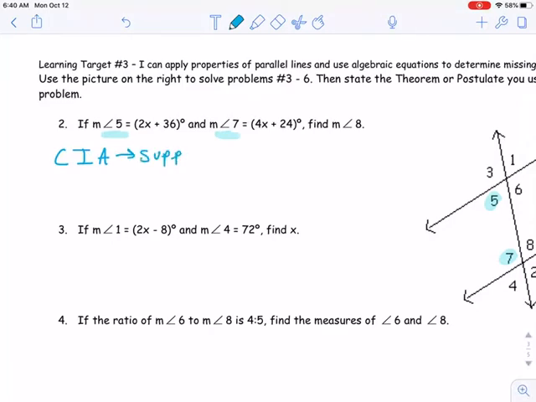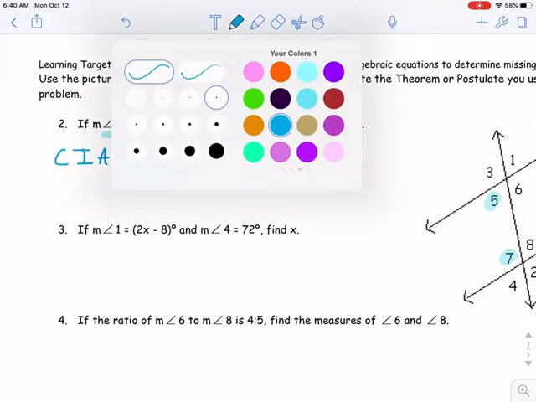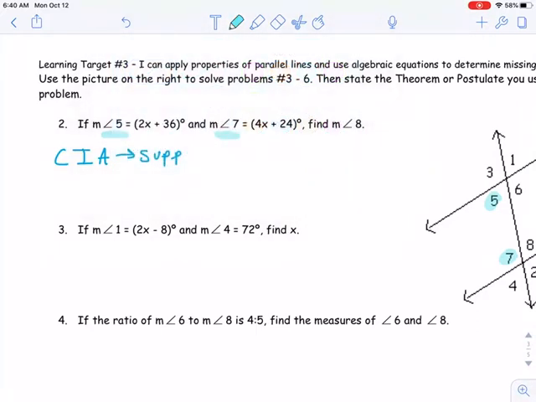Okay, so that's going to help me realize the equation I need to set up is going to be 2x plus 36 plus 4x plus 24 equals 180. And again, sometimes setting up the equation is the hardest part, because you guys all took a whole year of algebra, and all we're going to do is combine like terms. I'm going to get 6x plus 60 equals 180.